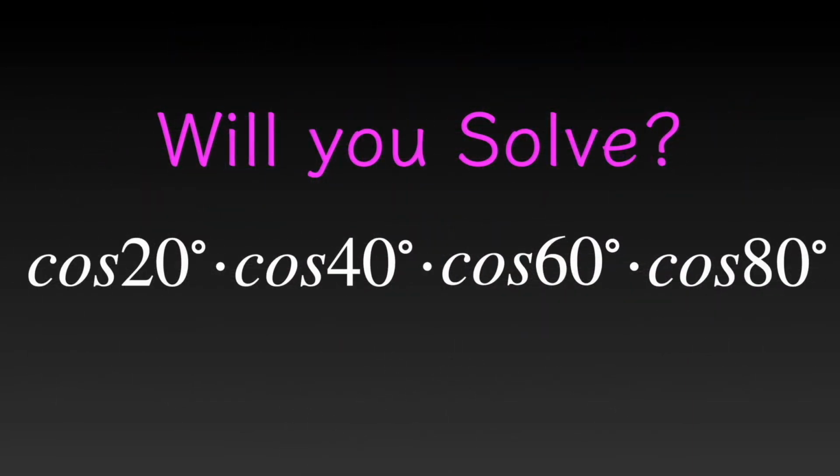Calculate the value of the trigonometric expression cosine of 20 degrees times cosine of 40 degrees times cosine of 60 degrees times cosine of 80 degrees. If you want to have a try, please pause the video. If you're ready now, let's get started.